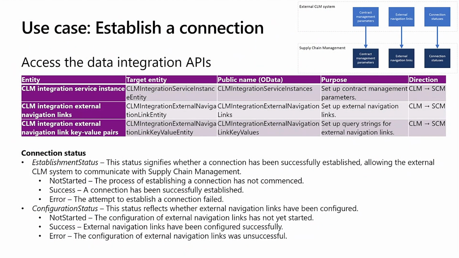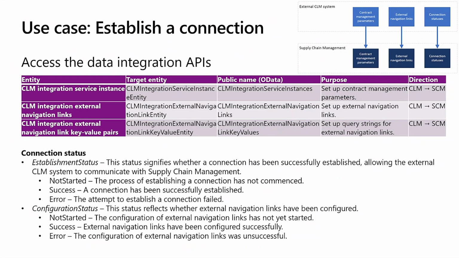We offer 3 out-of-the-box APIs that enable the CLM system to interact with Microsoft Dynamics. These APIs can be used with DMF or OData. CLM Integration Service Instance will validate the connection. CLM Integration External Navigation Link will generate links to Microsoft Dynamics 365 forms. CLM Integration External Navigation Links Key Value Pairs will generate the links to Microsoft Dynamics forms, pointing to the correct record. We'll discuss this one in more detail later. In the CLM Integration Service Instance, there are 2 important fields.